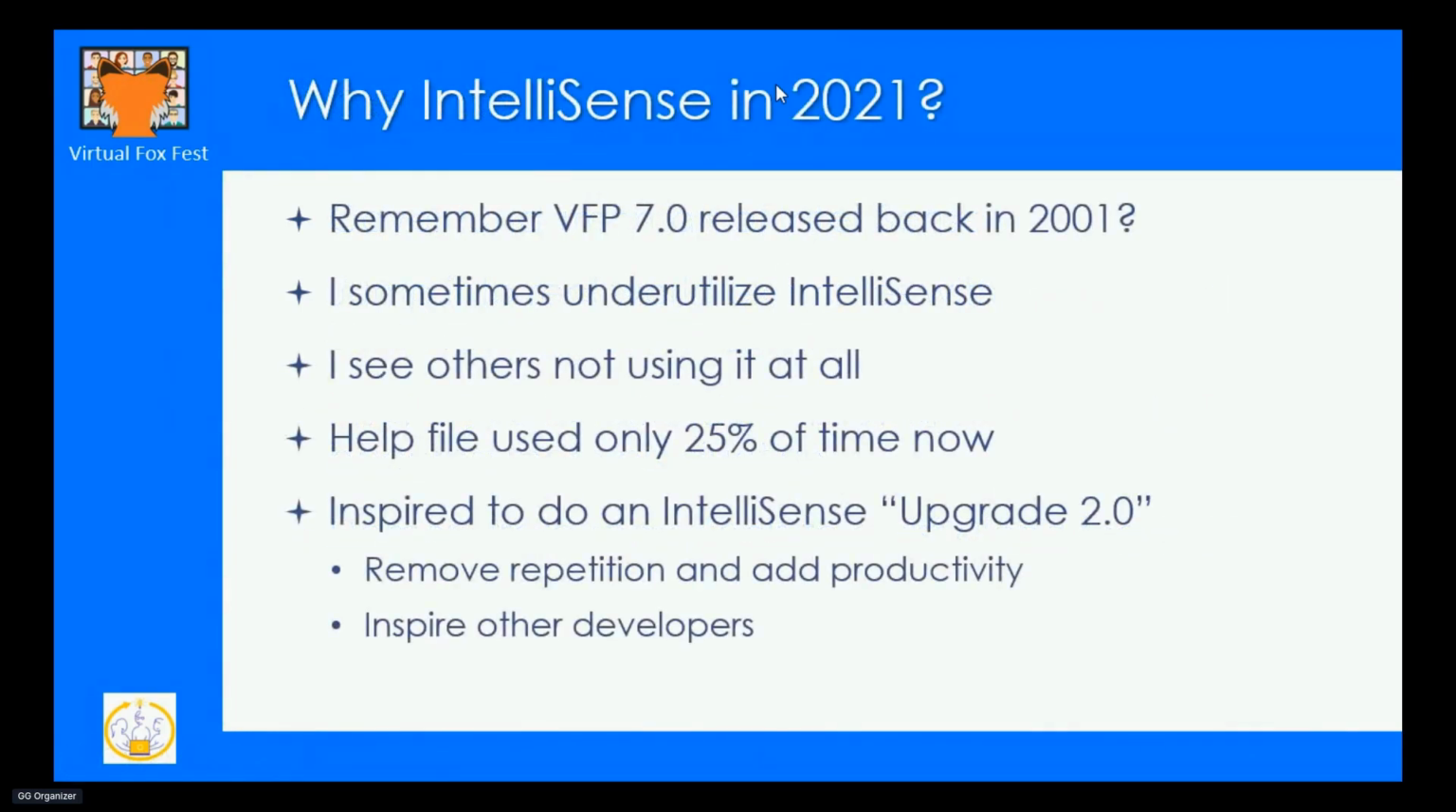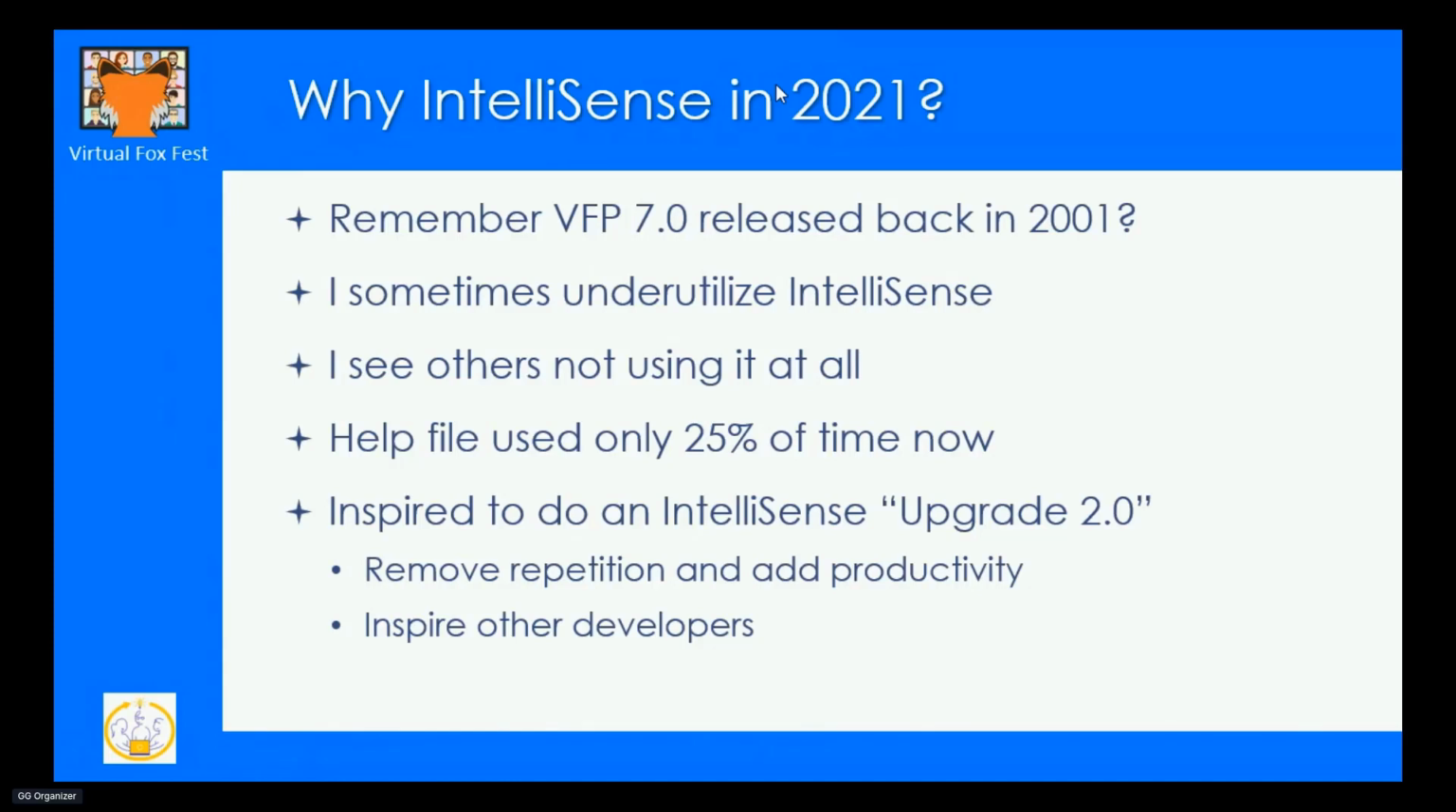All right, so why are we talking about IntelliSense in 2021? The reality is IntelliSense was first released back in 2001, which is literally 20 years ago, with the release of Visual FoxPro 7.0. I originally did this particular session, which I've improved for this year, back in 2014, which was literally 7 years ago. And back then, I was finding I was underutilizing IntelliSense quite a bit. In fact, when I started preparing for this session, I realized that I still wasn't taking advantage of IntelliSense, even with the scripts that I had created over the last 15, 20 years.